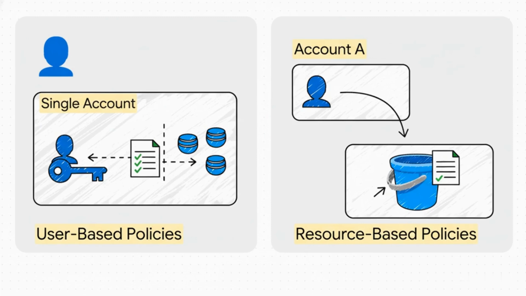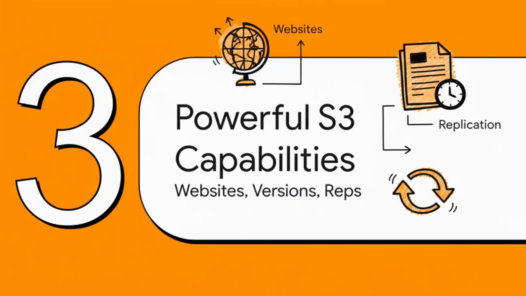The second type is resource-based policies. Now this is different. This is like putting a lock directly on the door. In this case, the S3 bucket itself. This is especially powerful when you need to grant access to someone from a completely different AWS account. So the big takeaway here is this. For cross-account access, it's not enough for the person to have a key. The lock on the door has to be configured to accept that key too. Both have to agree.